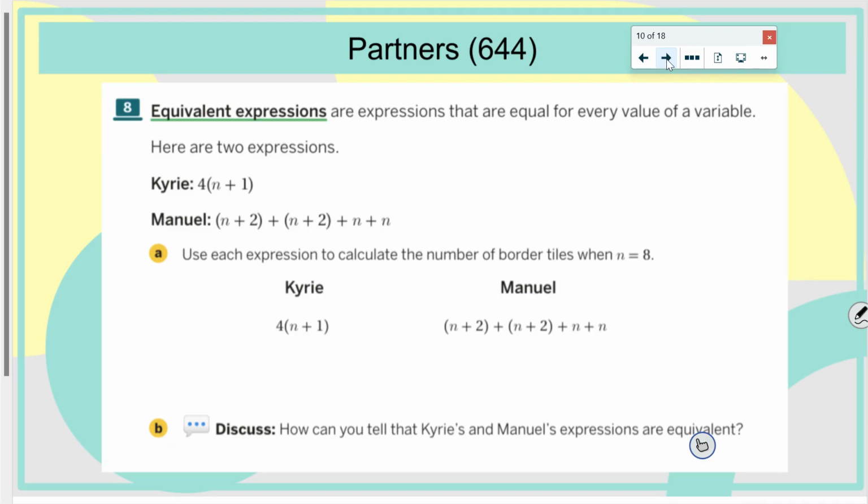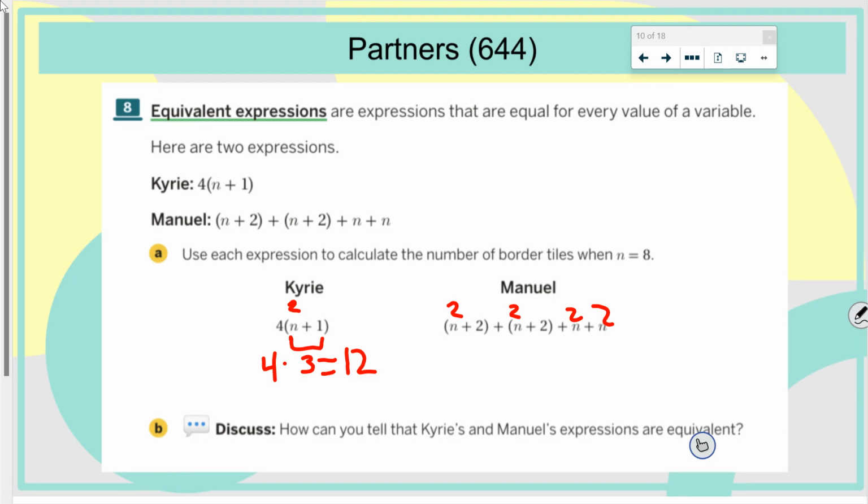Again, we've already talked about how equivalent expressions are expressions that are equal for any value of the variable. Meaning, if you plug in a number to these expressions, they would be equal. So let's do that for Kyrie and Manuel's expressions. Kyrie's was 4 times n plus 1. Let's put in a 2 for n. 2 plus 1 is 3. 4 times 3 equals 12.